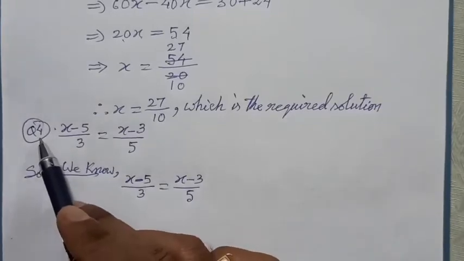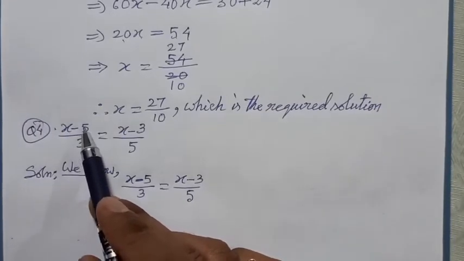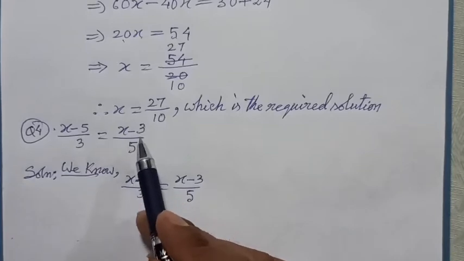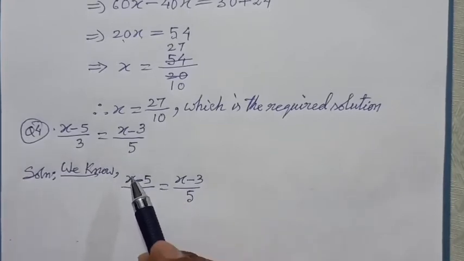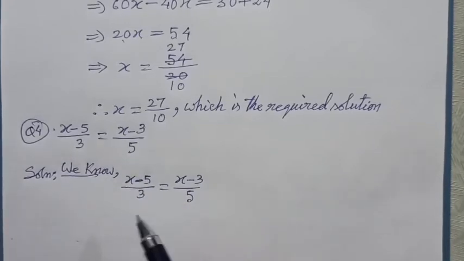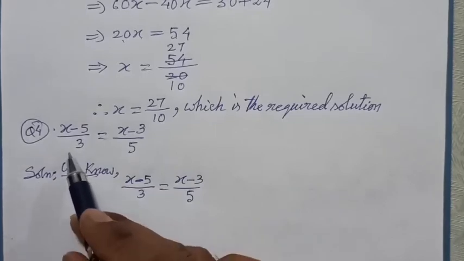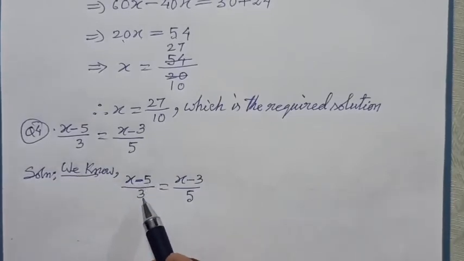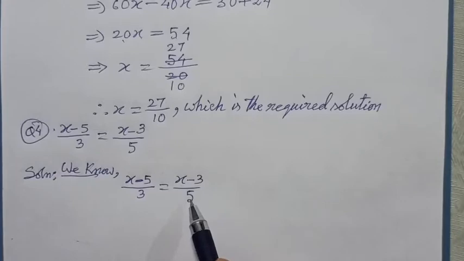Next is question number 4. x minus 5 by 3 is equal to x minus 3 by 5. Questions number 2 and 3 are the same, so you try them as homework. Solution: we know, we are copying the question. x minus 5 by 3 is equal to x minus 3 by 5.